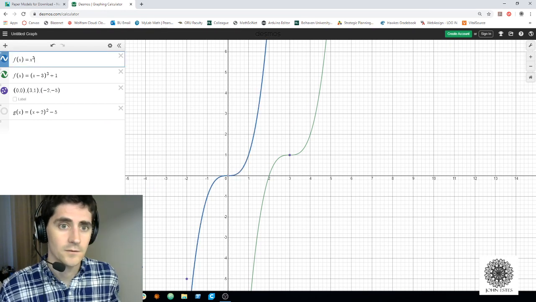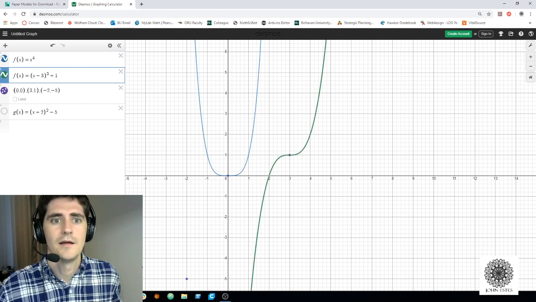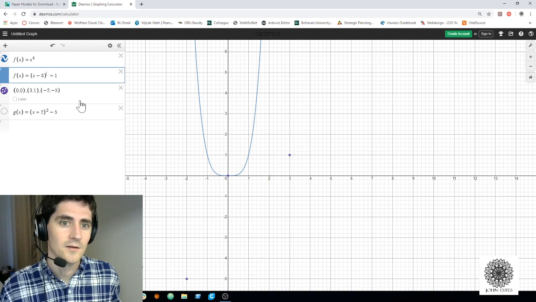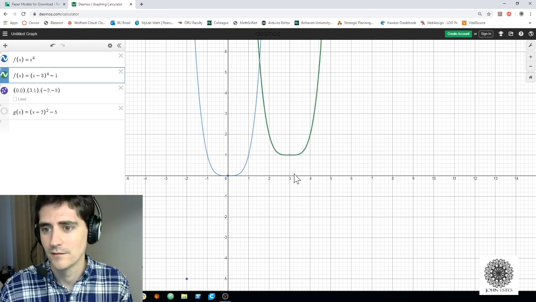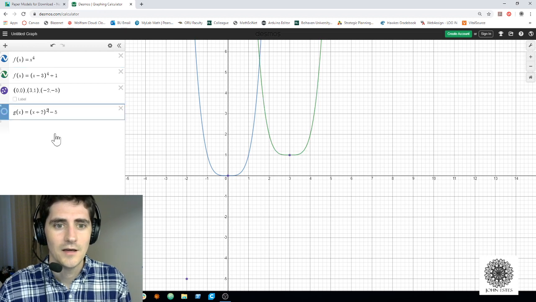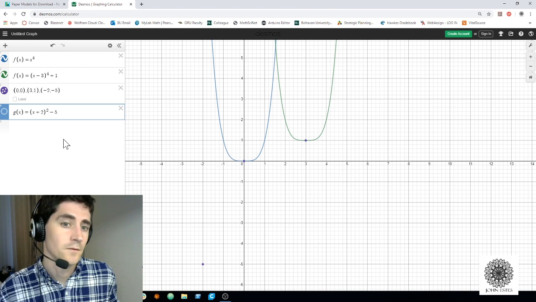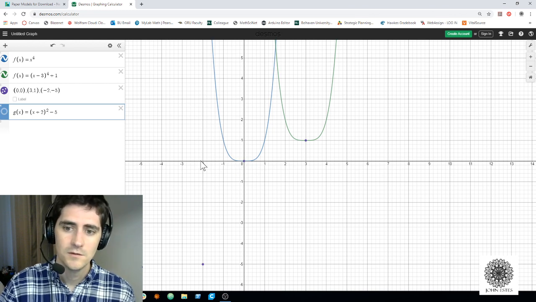Let's do x to the 4th. So I do x to the 4th there, and now I'm going to look at x minus 3 to the 4th power plus 1. What do you expect? It's going to be the same graph. I just shifted over 3 units to the right, 1 unit up. There it is. Same deal. Okay, so if I came down here to g of x and changed g of x to be x plus 2 to the 4th minus 5, what's going to happen? It's going to be this blue graph still, but I'm going to move it over 2 units to the left, down 5 units.